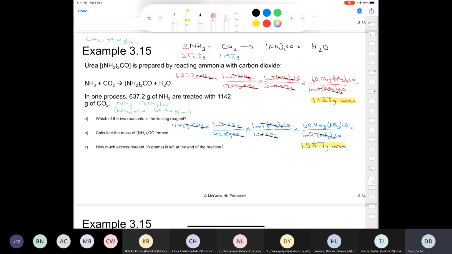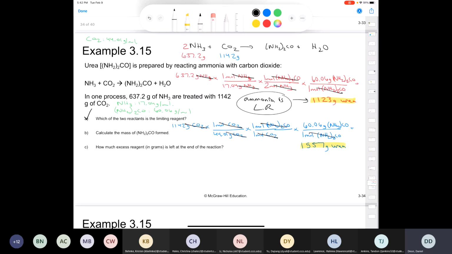Could anybody tell me what is the limiting reactant in this reaction? Is it the ammonia or the carbon dioxide? Yeah, it's the ammonia. So we know that ammonia is the limiting reactant. Ammonium is something else: if you have NH4 plus, that's ammonium. All right, there we go. We figured out what the limiting reactant is.